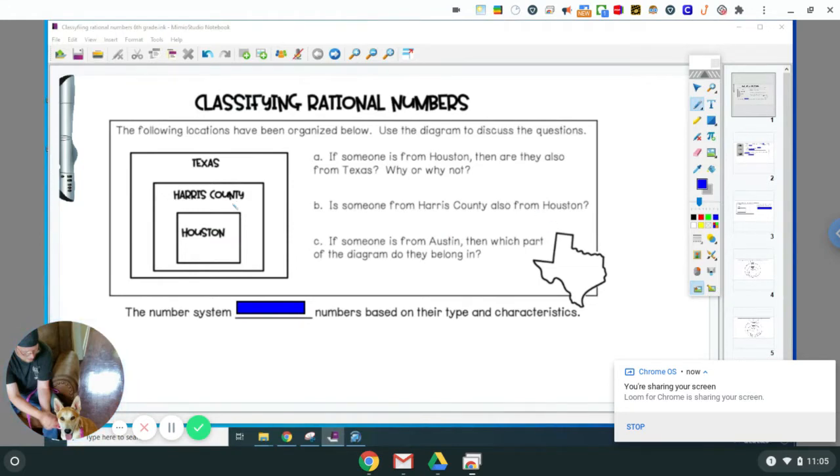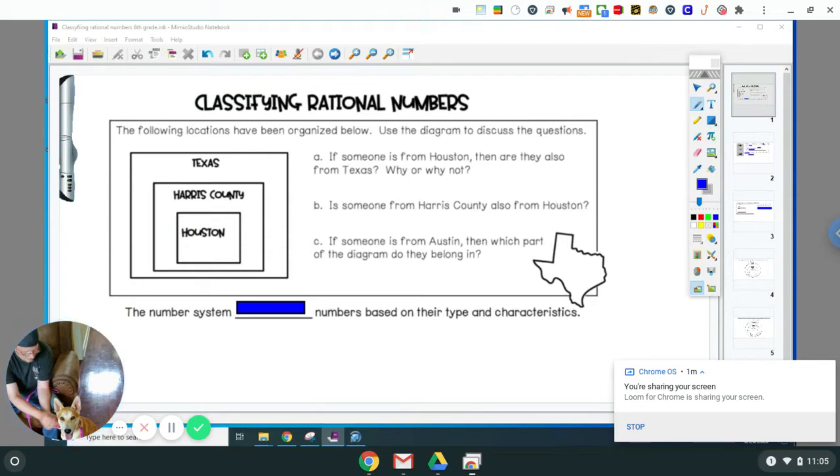They can be. Houston is in Harris County, but Harris County has multiple cities. So let's say Quinlan is in Hunt County. Well, Greenville is also in Hunt County. So you can't say everyone in Hunt County is from Quinlan because some go to Quinlan, some go to Greenville, and so on.